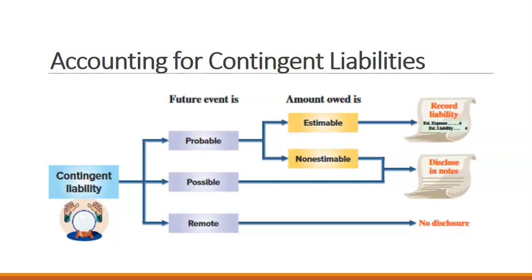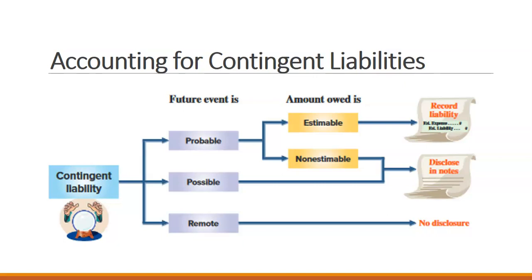If it is probable that in the future we are going to create a liability and we have a fairly good idea of what the amount is going to be that we're going to have to pay, we will record a contingent liability within our accounting records. However, if we're pretty sure that we're going to create a liability from this, but we can't estimate what the amount is going to be, then we're just going to disclose it in our notes.